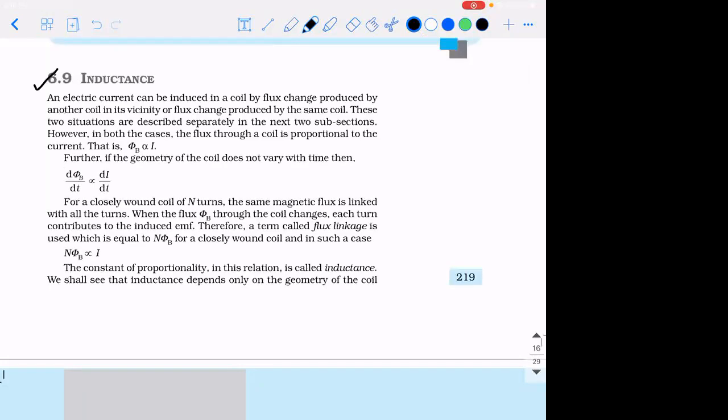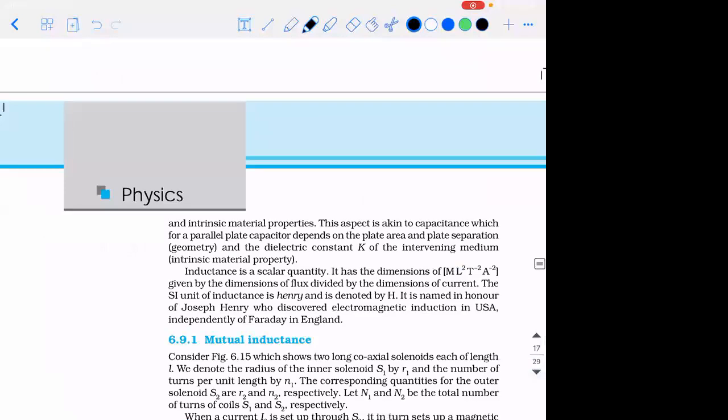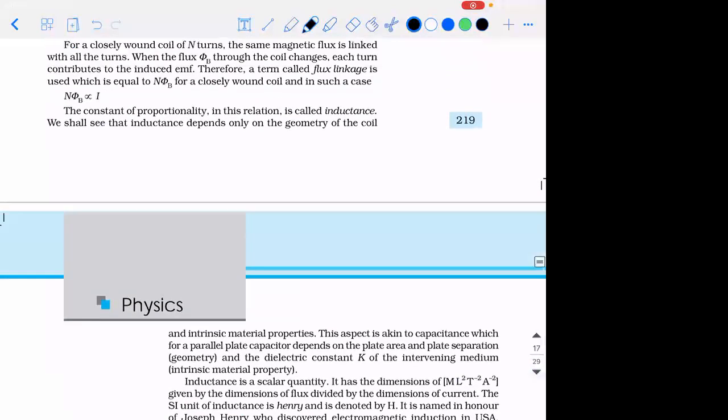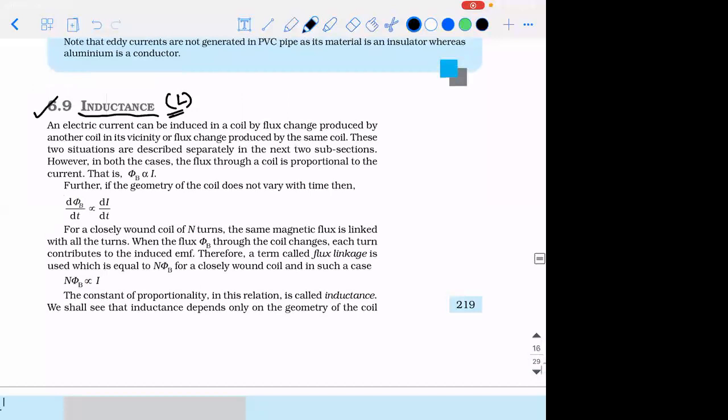Inductance. Write down the heading as inductance. Generally, the symbol used for inductance is capital L. This inductance is sometimes called self-inductance also. We will see what it means. Now see, an electric current can be induced in a coil by flux change produced by another coil in its vicinity, or flux change produced by the same coil.